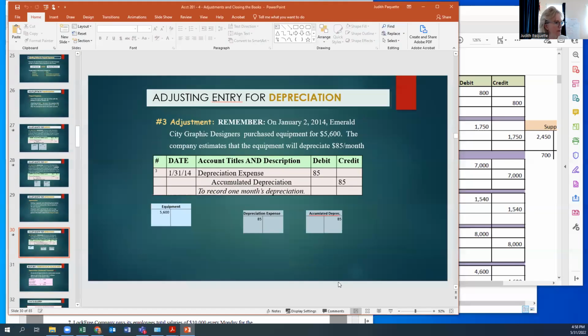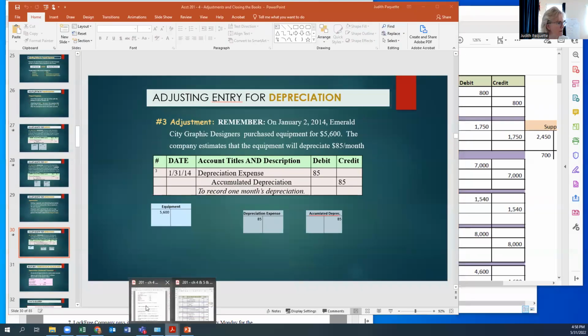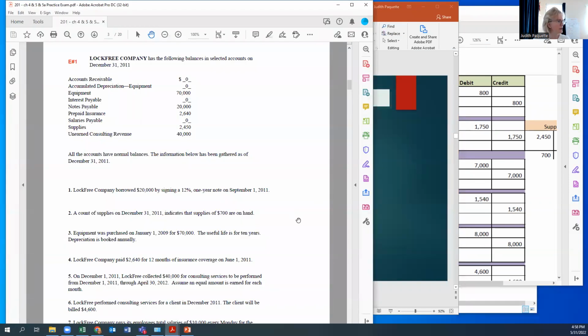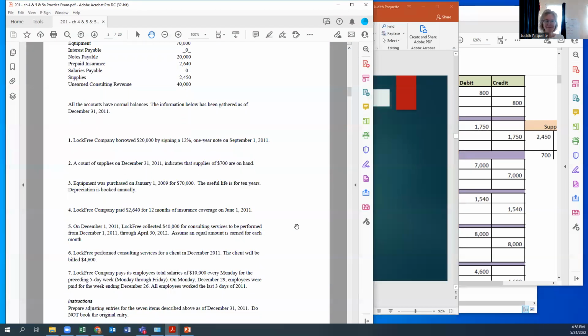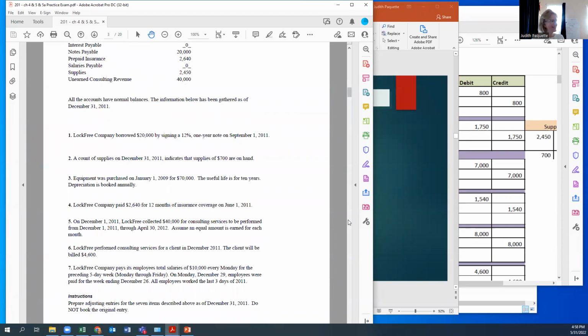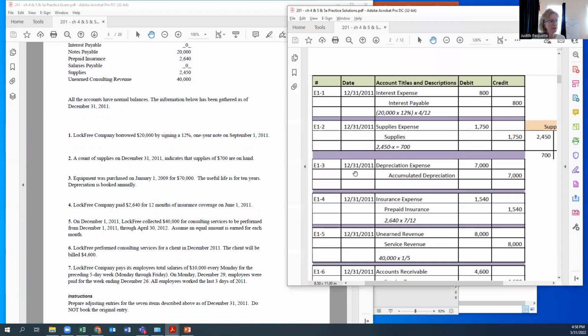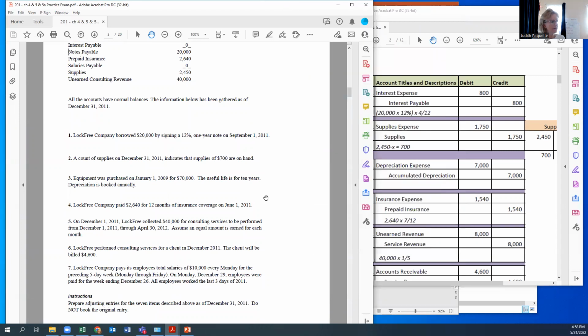Let's see. Which problem is depreciation expense? Yes. 3. Equipment was purchased for $70,000. The useful life is for 10 years. Depreciation is booked annually. So we've got a full year. So all we got to do is take 70,000 divided by 10, and that's your depreciation journal entry. Okay.